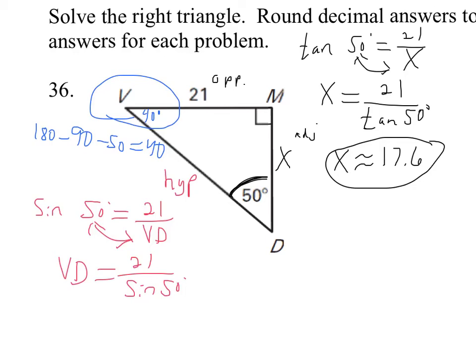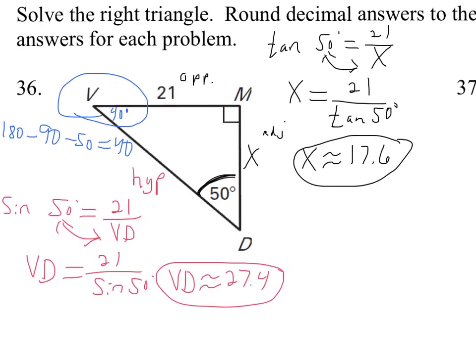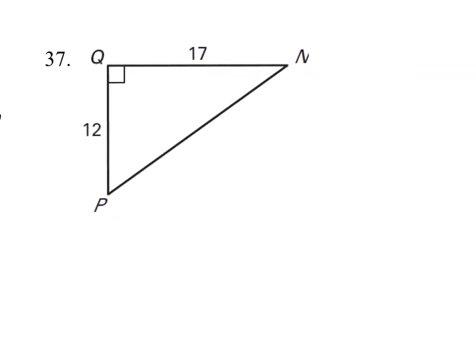And that equals 27.4. So side VD is approximately equal to 27.4. Again, if you would rather call that Y or Z or some other letter, that's totally fine. All right, here's another one to solve, number 37.